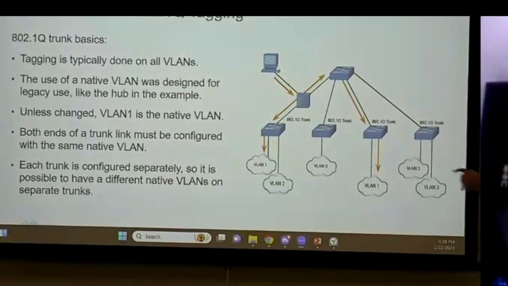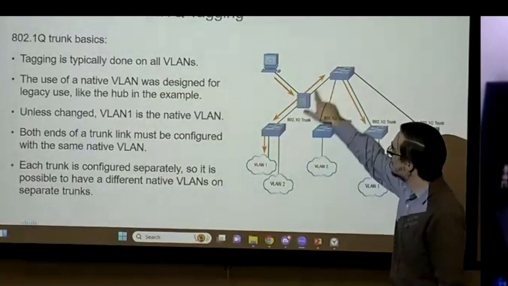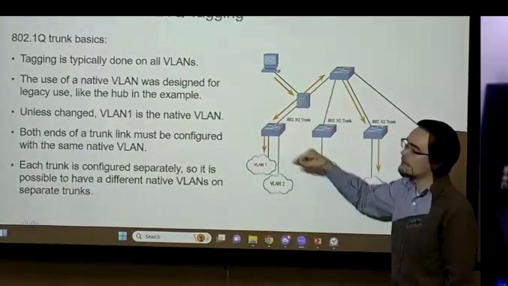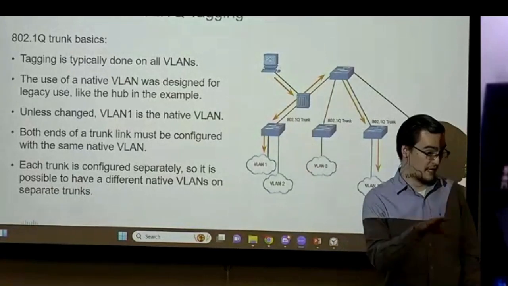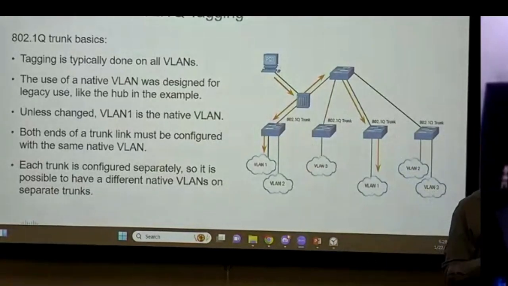It is a trunk. So it would be considered a trunk, even though it's connected to the hub. Again, for legacy reasons, this is what you would do. The hub-facing port, you would make it a trunk, so that the traffic ends up on the native VLAN and then you can handle it from there, but that's not best practice anymore.